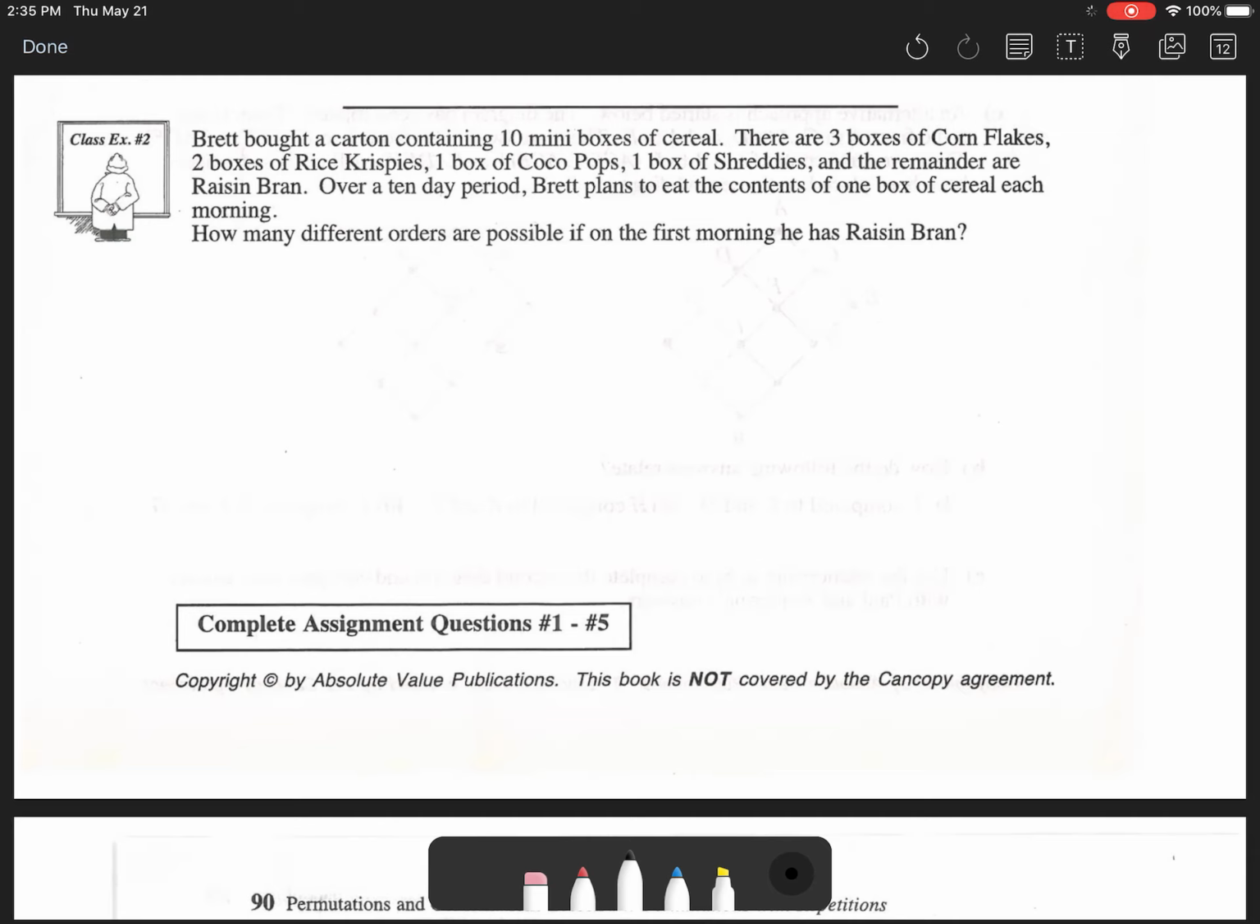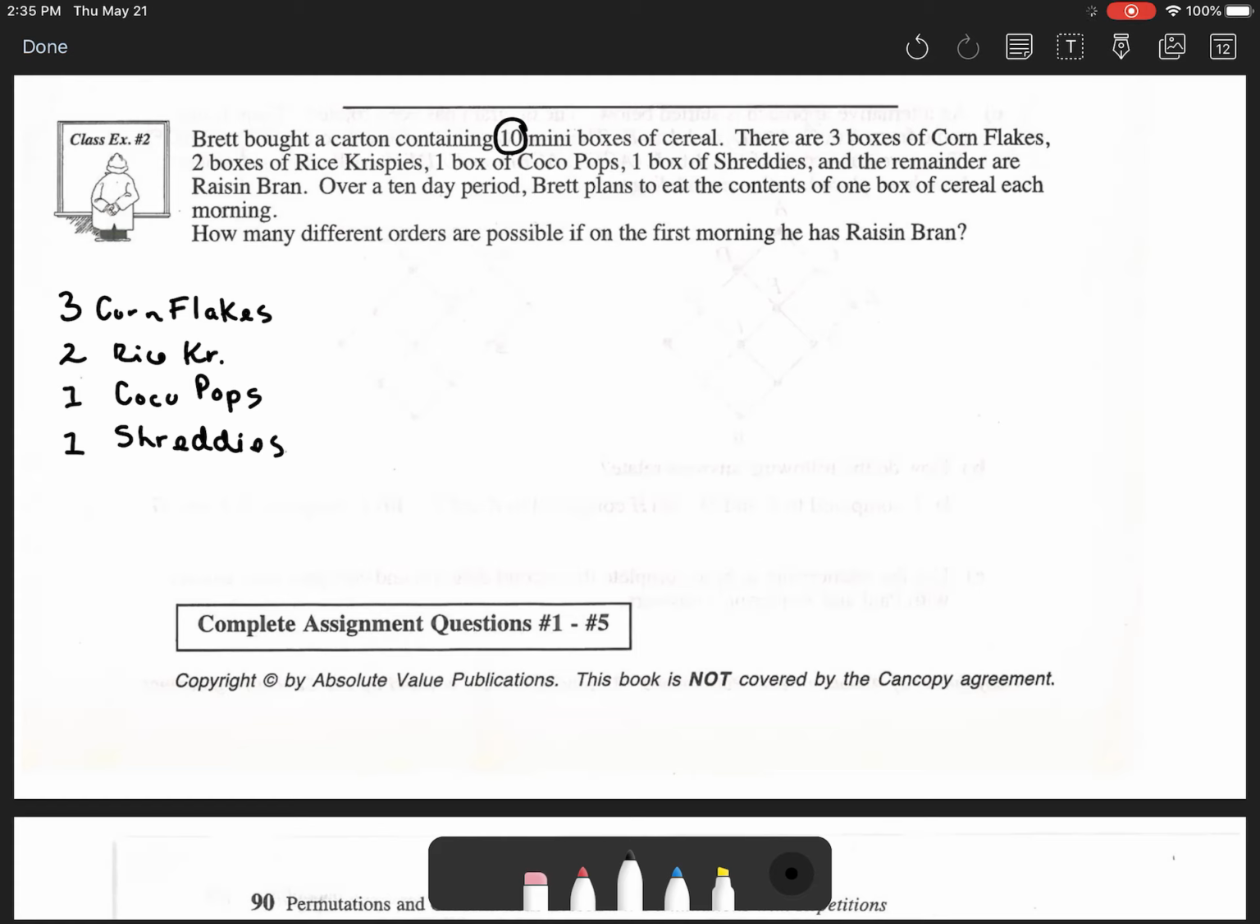So what I really want to do first is figure out how many of each type of cereal box I have, and they've already told me that the total has to be 10, okay? So I have 3, which are cornflakes. They tell me that right away. 2 boxes are going to be the Rice Krispies, okay? 1 box of Cocoa Pops, so I write that down on the side here. I have 1 box of Shreddies, like so.